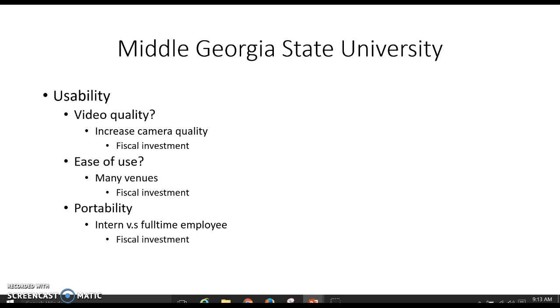And portability, basically, if it was the portable version, could an intern set it up, or do I have to have full-time staff come out and set it up? Can an intern just go out there, roll it out, plug it up, and it just starts working, or do I have to have somebody with a little more experience get into it? And if that's the case, then again, you're into a financial situation.